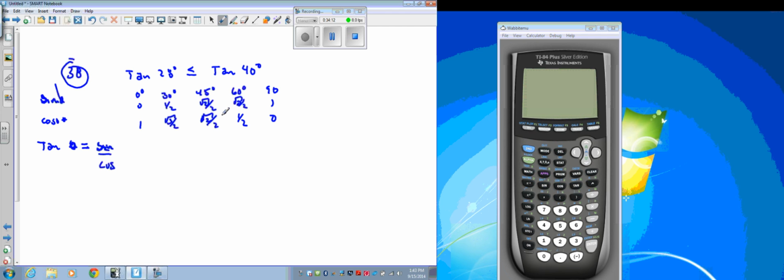So is this angle bigger than that angle? So this value must be what? Bigger than this one, shouldn't it? That's a true statement. It has to be true.